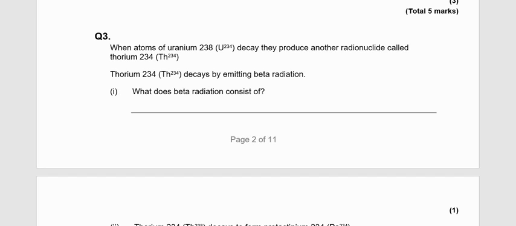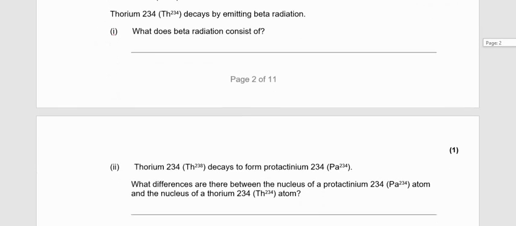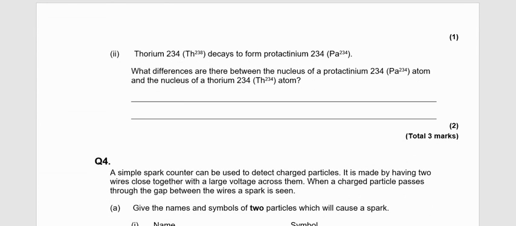The second part was poorly answered, and that was partly because of a typo in the question. I don't think anyone noticed this typo, but clearly it says when atoms of uranium-238, but then says that it's uranium-234. That's incorrect. And then further down, where the question actually is, it says thorium-234, but then has thorium-238 in the question. Apologies for that. I don't know why that occurred.